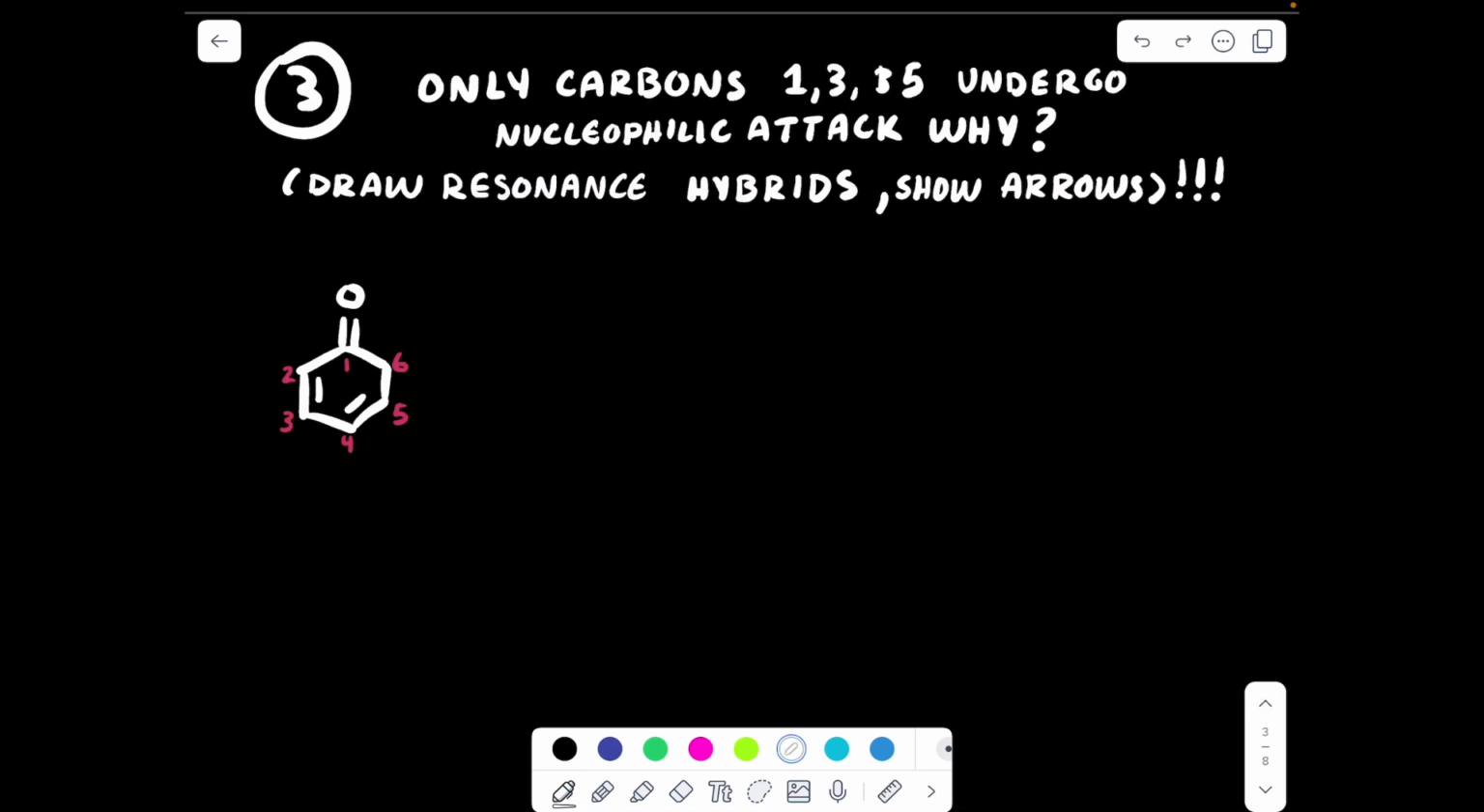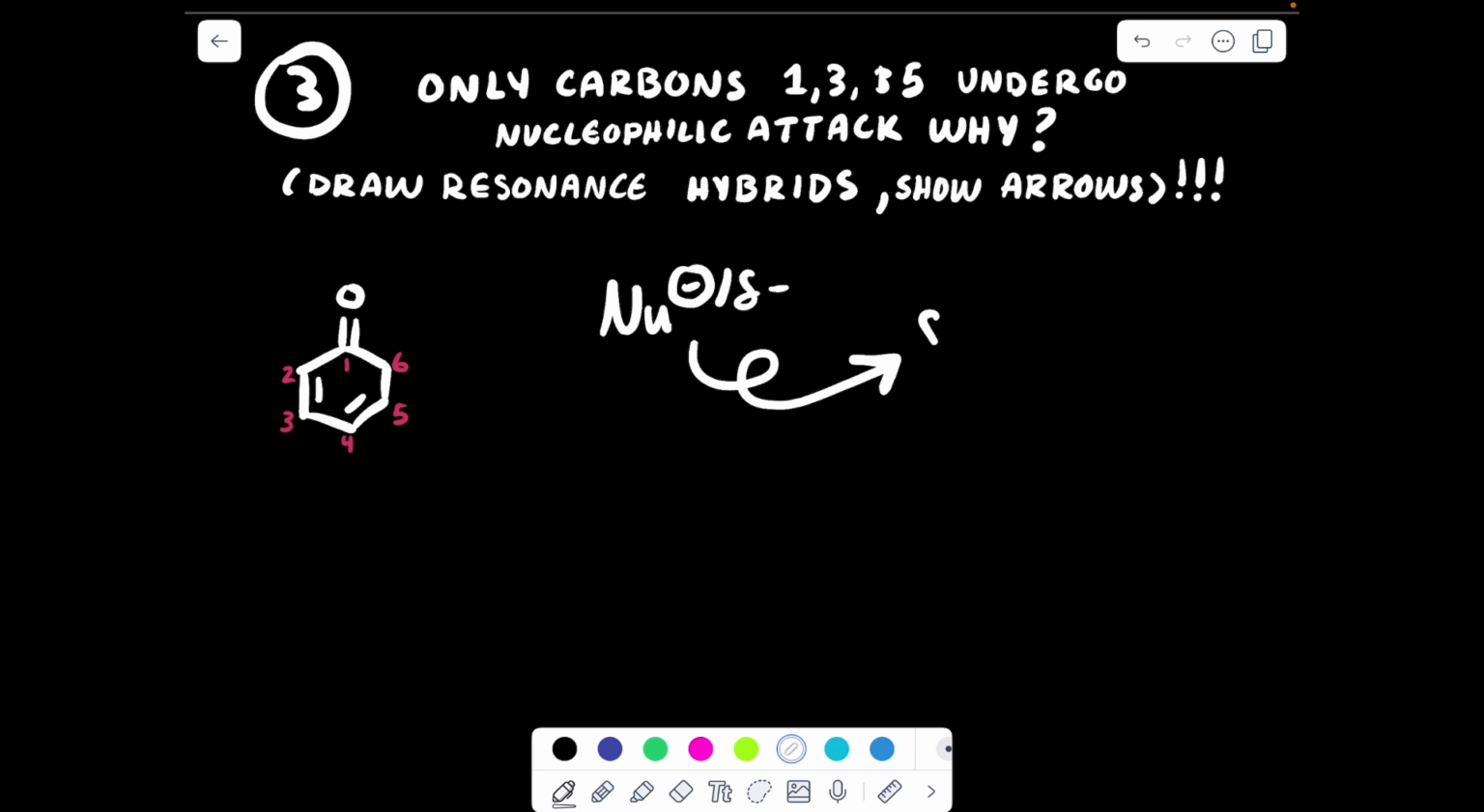Question number 3. It says only carbons 1, 3, and 5 undergo nucleophilic attack. Why? Draw resonance hybrids, show your arrows. So what do we got to do? We got to draw resonance structures. But first, let's go over what a nucleophile is. So a nucleophile is going to be something that is negatively charged or delta minus. So it has electron density that it uses to go and attack something that it likes. Well, what do nucleophiles like?